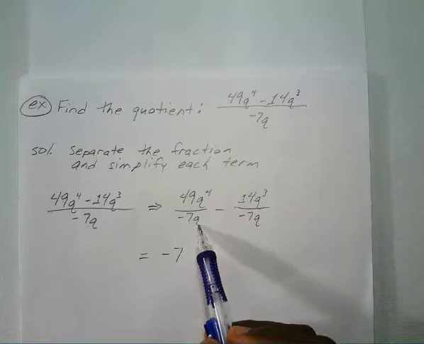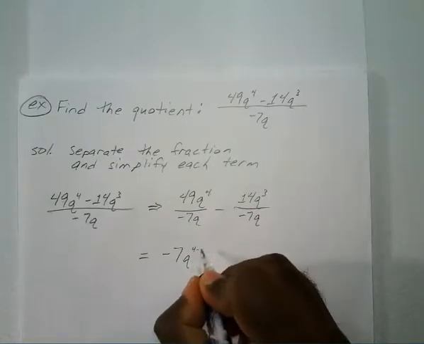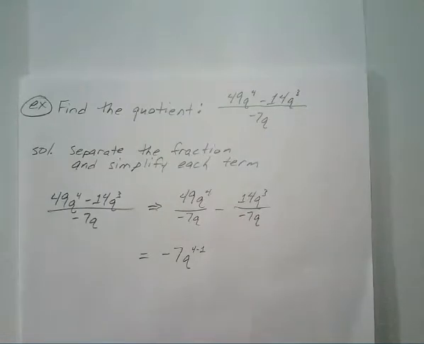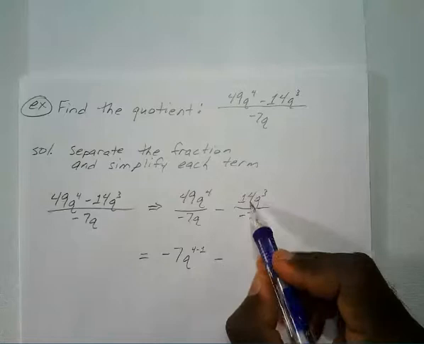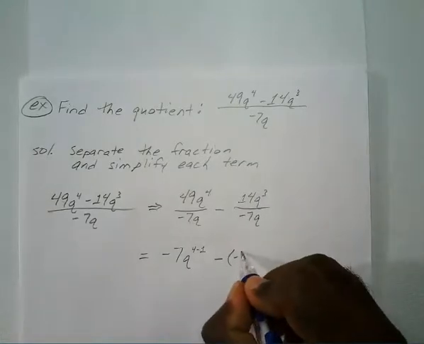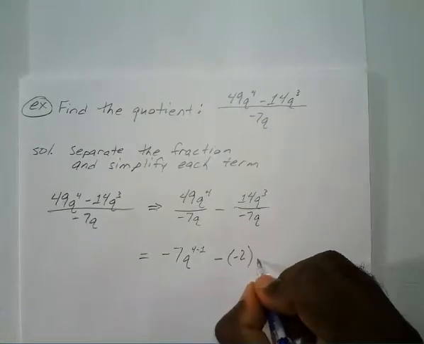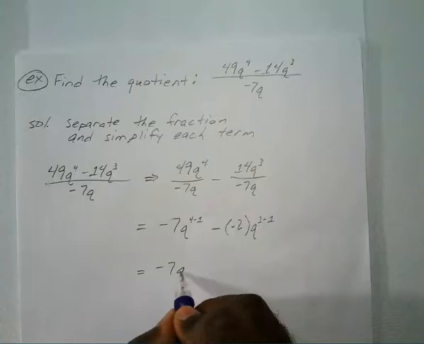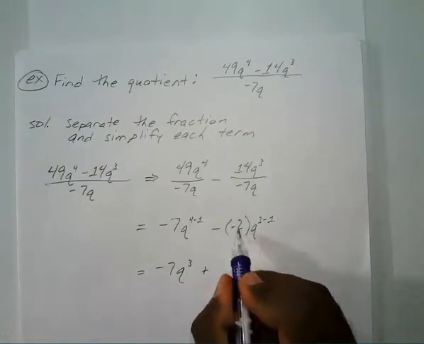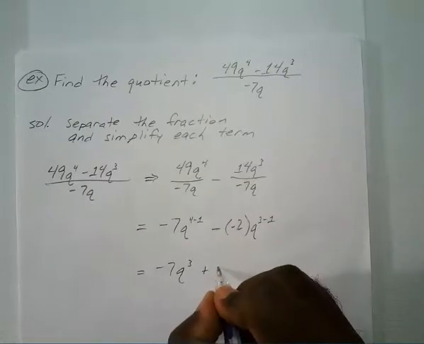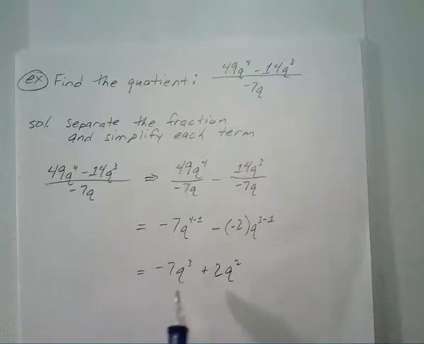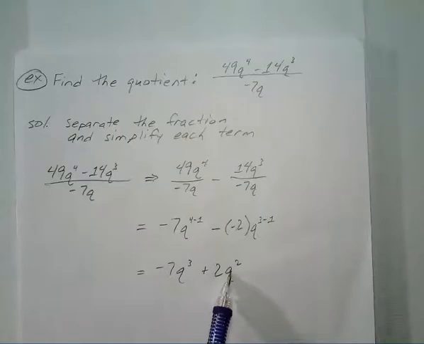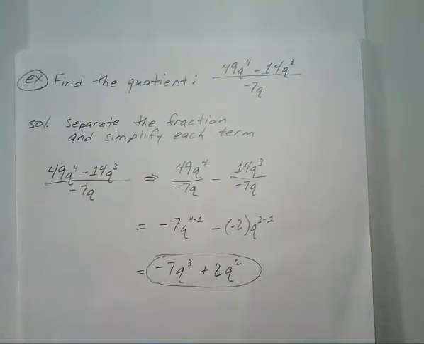And q to the fourth power divided by q to the first power is q to the 4 minus 1 power, if you remember your quotient rule from exponents. Minus 14 divided by negative 7 is negative 2. And q to the third divided by q to the first is q to the 3 minus 1 power. So simplifying gives us negative 7q to the third power plus, because you have your minus negative, that becomes plus 2q to the second power. And remember, you can't combine these two when adding or subtracting unless the exponent and the variable are exactly the same. So this is your final answer here.